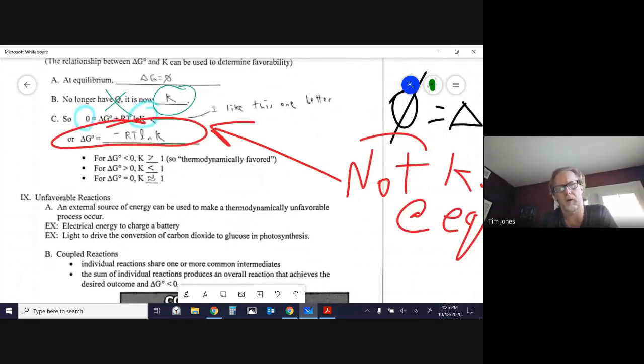For the most part, if you see a reaction has a negative delta G, you will usually have a large K, meaning that it likes to go forward.